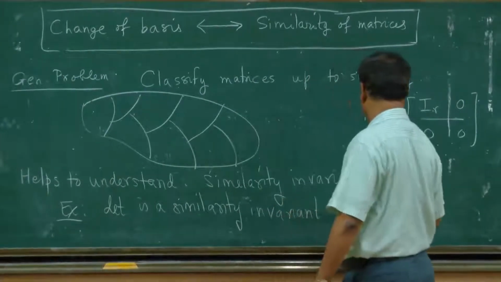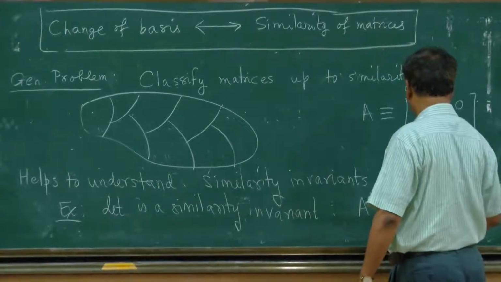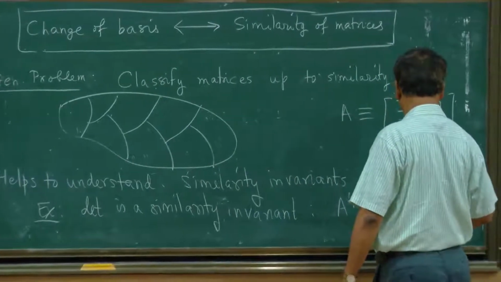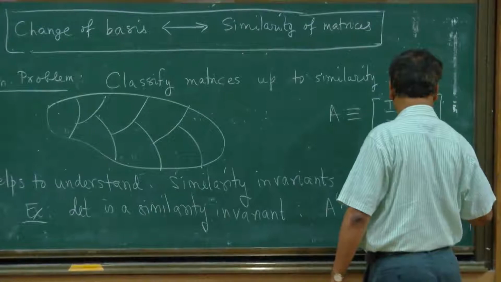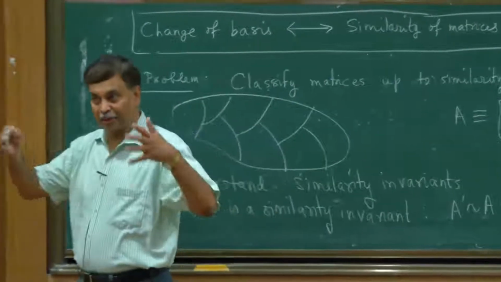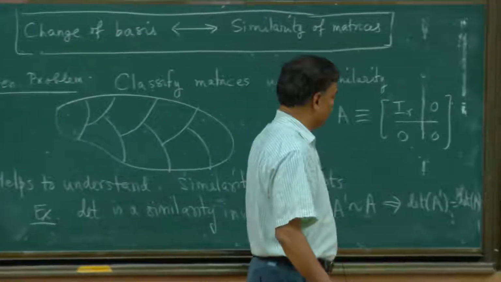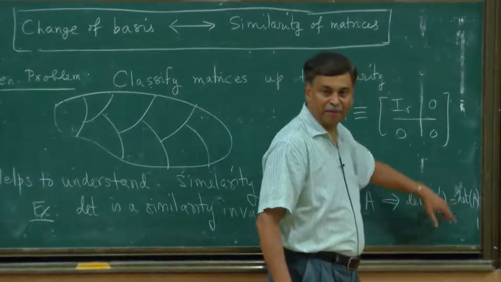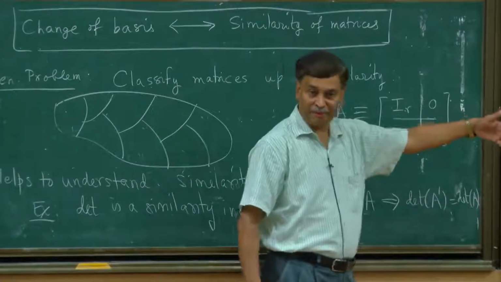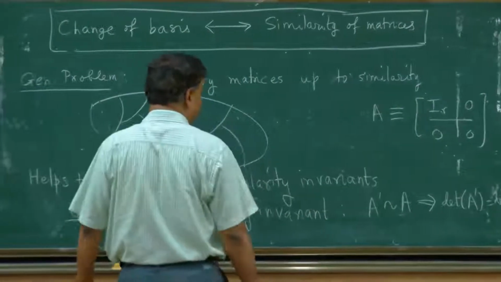Why? Because if A dash is similar to A, then it is clear that determinant of A dash is determinant of A. A dash is P inverse AP, and determinant of a product is the product of determinants. It's one of the miracles in life. That is therefore determinant of P inverse into determinant of A into determinant of P, but determinant of P inverse is the reciprocal of determinant of P, so the determinants are the same.